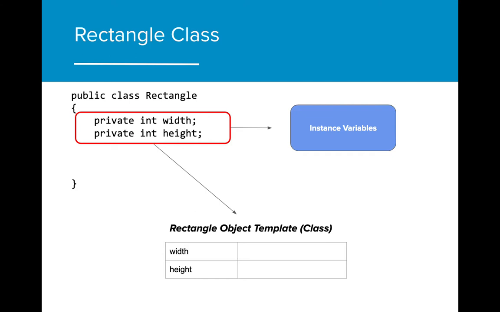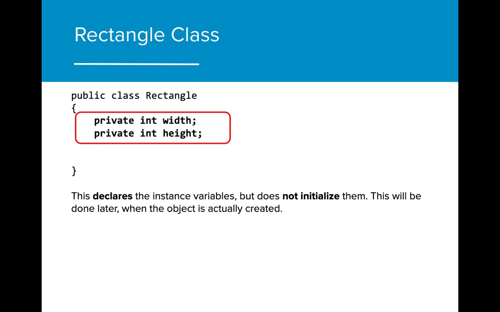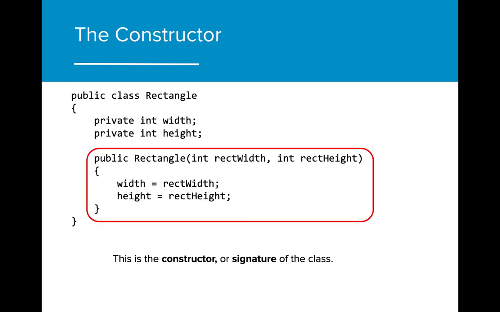We write instance variables with the keyword private at the beginning so that the variables cannot be accessed outside of a class file. We will learn more about this in future lessons. It's important to note that this declares the instance variables, but does not initialize them with values. This will happen when the object is created. Once the instance variables are established, the next part of creating a class is creating the constructor.